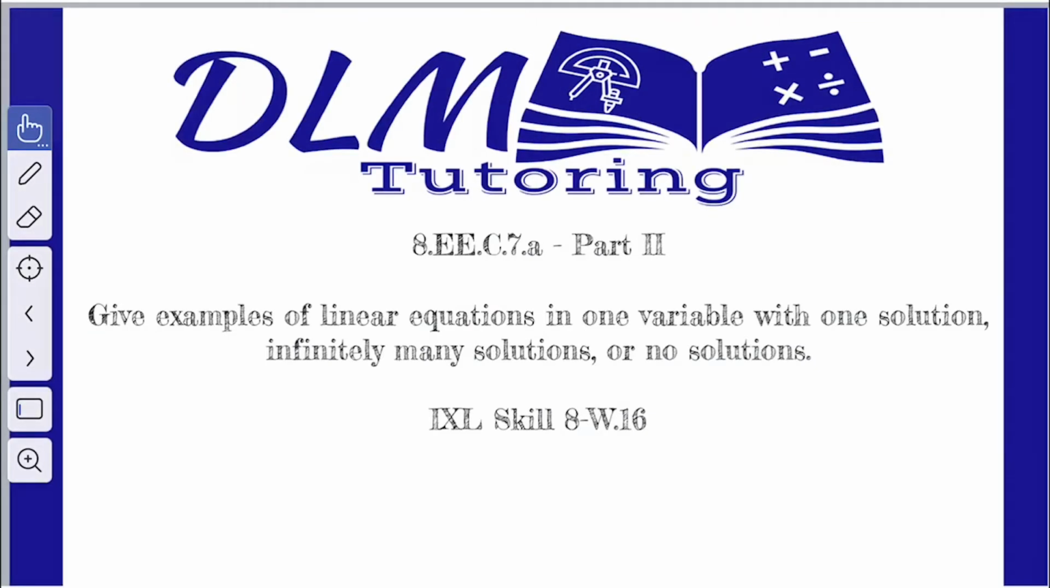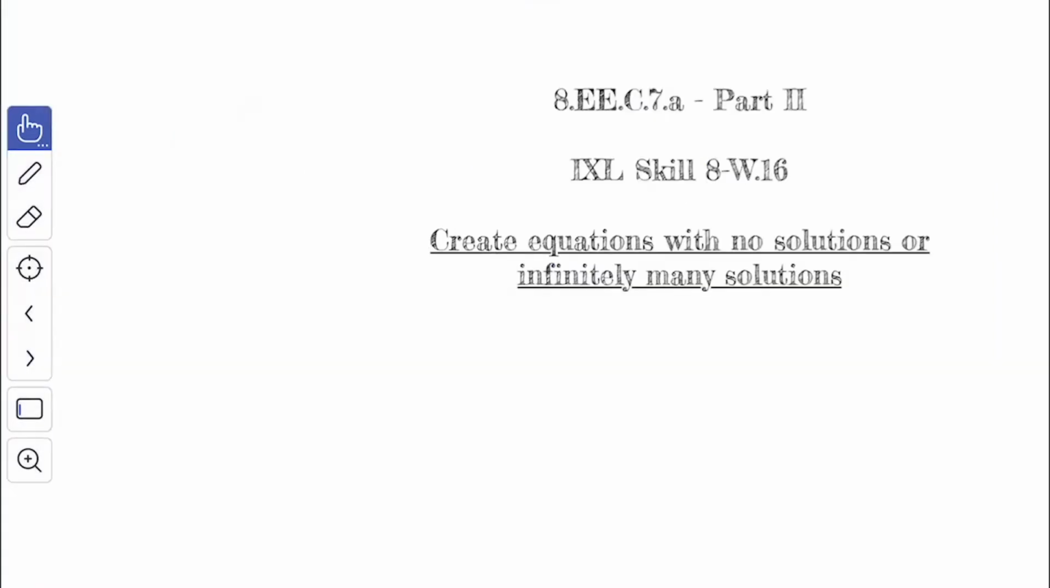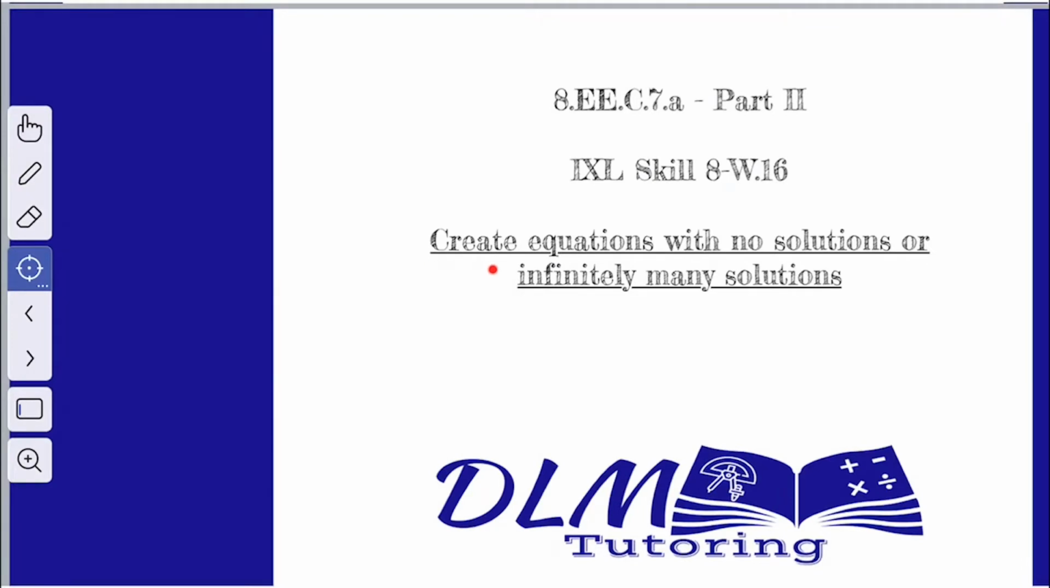Today, we're going to be going over Part 2 of Common Core 8.EE.C.7.A. Give examples of linear equations in one variable with one solution, infinitely many solutions, or no solution. On IXL, this is skill 8.W.16. Create equations with no solutions or infinitely many solutions.